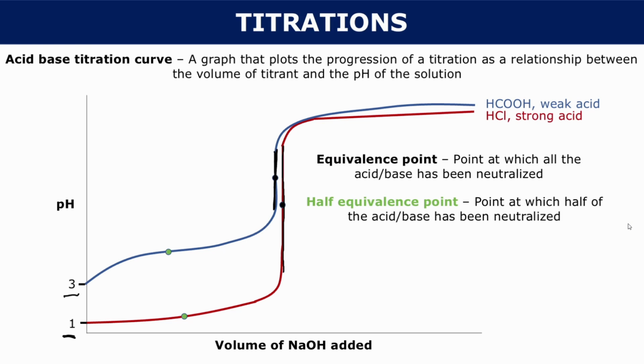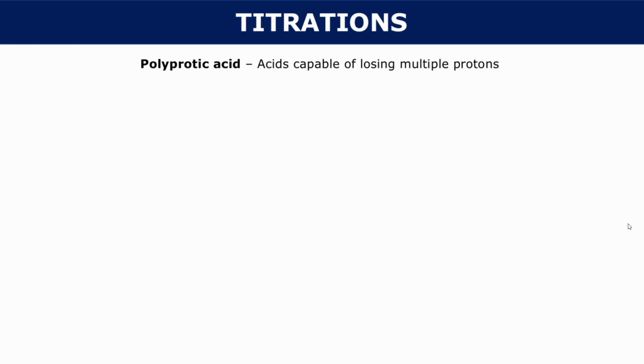The equivalence point is the point at which all of the acid or base has been neutralized. At the half equivalence point, half of the acid or base has been neutralized. There's an important relationship between the half equivalence point and the pH: the pH at the half equivalence point is going to equal the pKa of whatever you're titrating. This is a really fast review, but let's move on to something known as polyprotic acids.